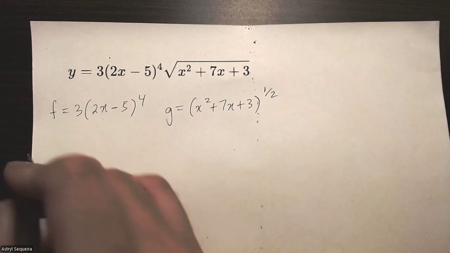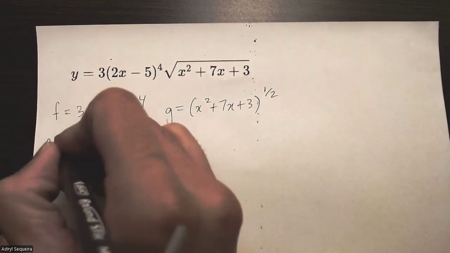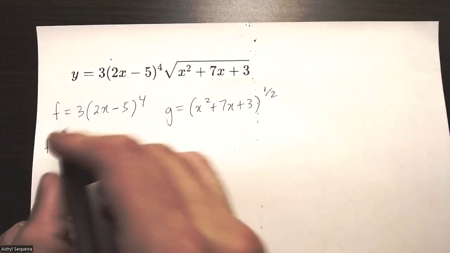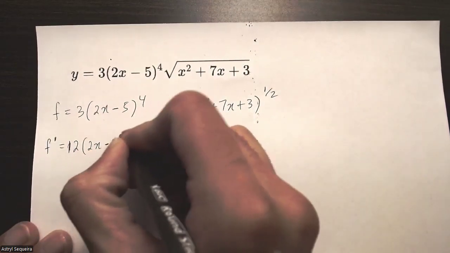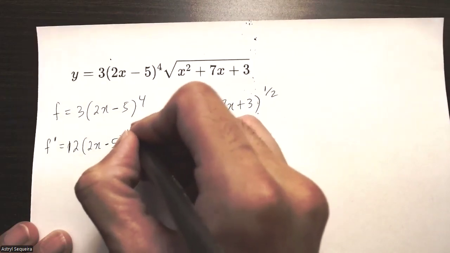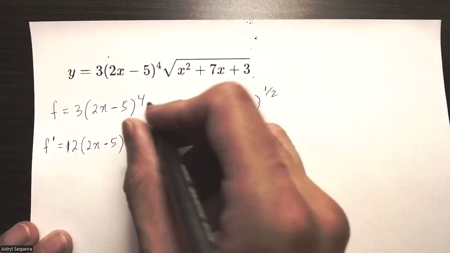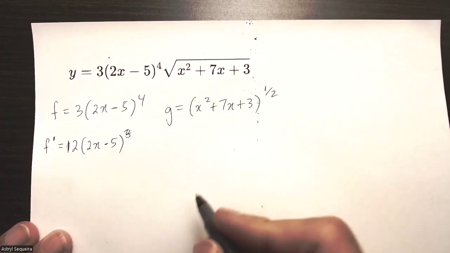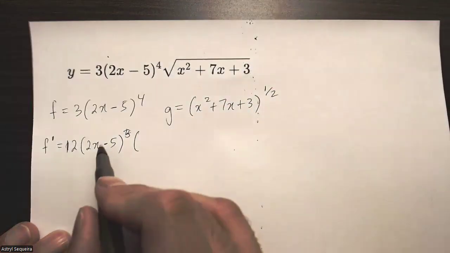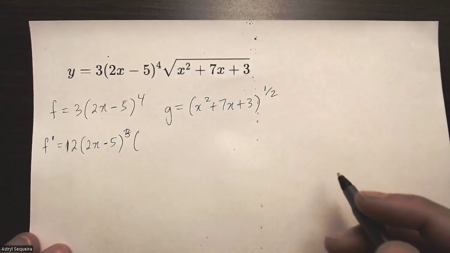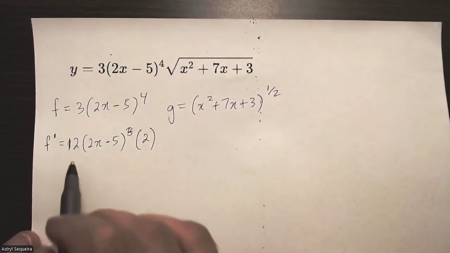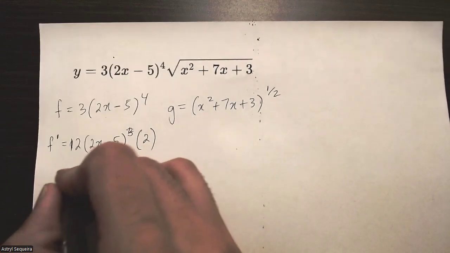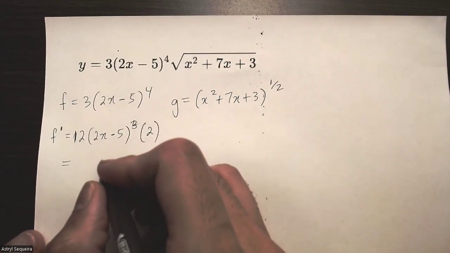And now let's derive this equation. I'm deriving this with my chain rule. 4 times 3 is 12. Inside stays the same. New exponent, I gotta do 4 minus 1, so that's 3. And then I have to multiply by the derivation of the inside of the bracket, which is just 2. Now I can simplify this. 12 times 2 is just 24.